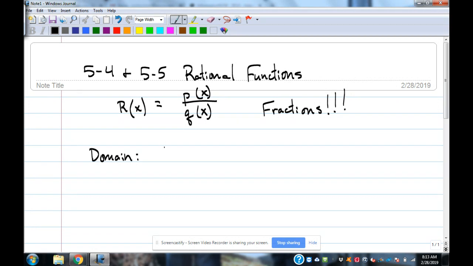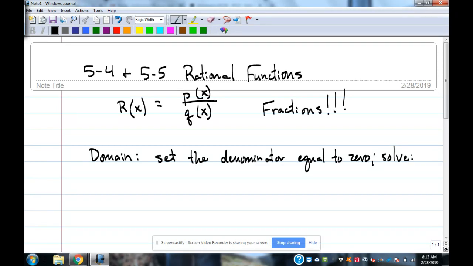So domain, again, set that denominator equal to 0 and then solve. Okay, so that's the first thing that you would do. Before you do anything else, get the domain of the rational function. So set that polynomial that's in the denominator equal to 0, solve it. The method that you want to try to use to solve that, in most cases, is going to be factoring.